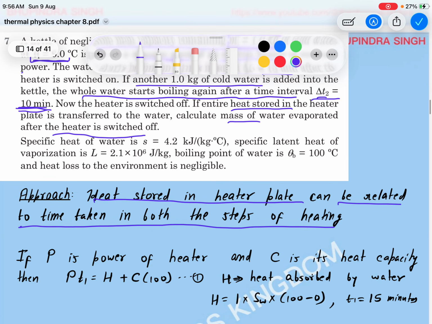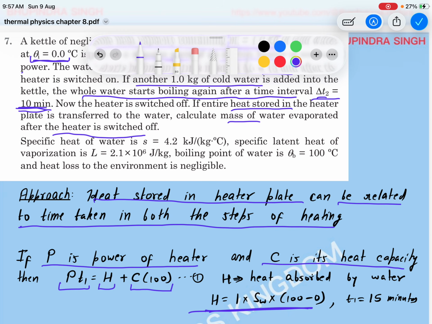Now if P is the power of the heater and C is its heat capacity, meaning the heat capacity of the plate, then I can write heat supplied, P into T1, is equal to heat H to raise the temperature of the liquid from 0 to 100, plus heat absorbed by the plate. So I am writing it as C into 100, heat capacity multiplied by change in temperature, assuming initial temperature 0.